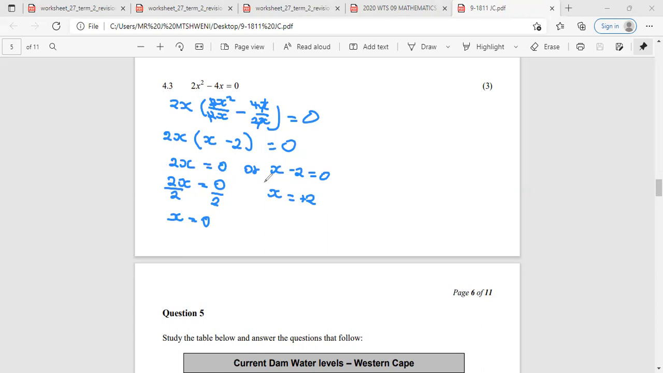However, some memorandums don't count this one, they just count this. So it depends on how they are going to mark it. So yeah, this is how we solve a question paper like this one.